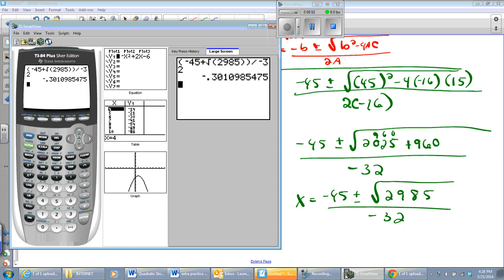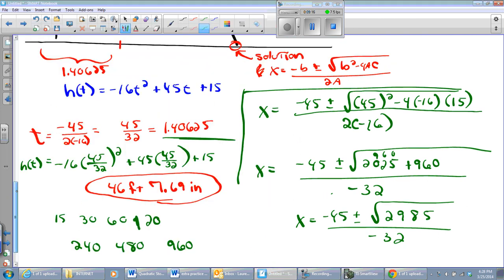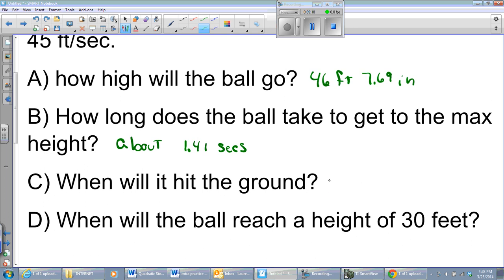All right, so I got this negative time. Well, that must be before the ball is launched, so I'm not interested in that. And so I'll go find the other one, the other answer. And there we go. We get about 3.11 seconds. So when will it hit the ground? In about 3.11 seconds. Okay, last part here.